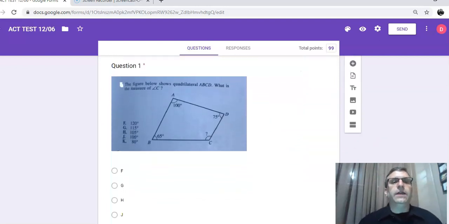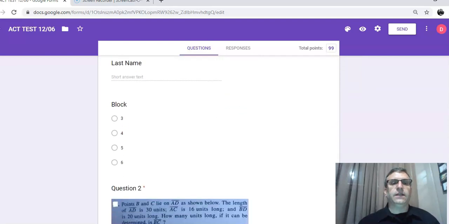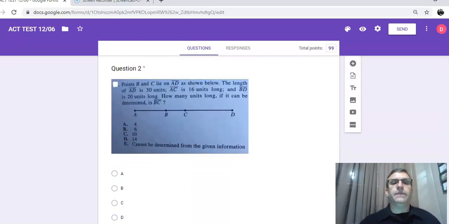Or a quadrilateral: every quadrilateral has 360 degrees, find angle C. The other one: points B and C lie on AD. The length of AD, all of this, is 30. AC is 16. BD is 20. How many units long, if it can be determined, is BC?